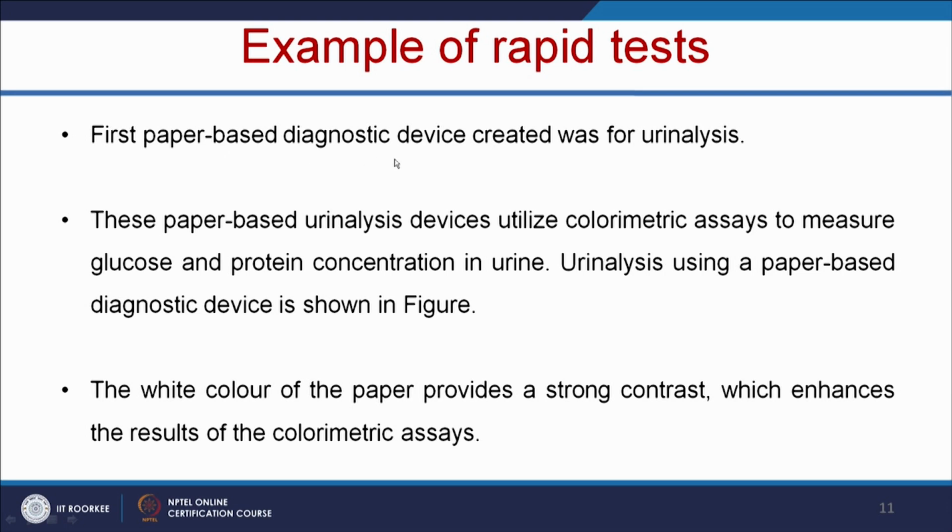So, the first paper based diagnostic device was created for urine analysis. These paper based urine analysis devices utilize colorimetric assays to measure the glucose and protein concentration in the urine. Here the white color of the paper provides a strong contrast, which enhances the results of the colorimetric assays.